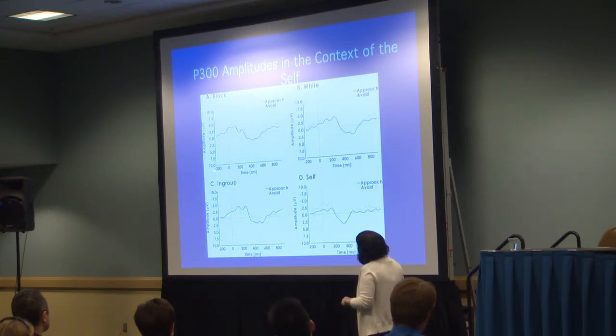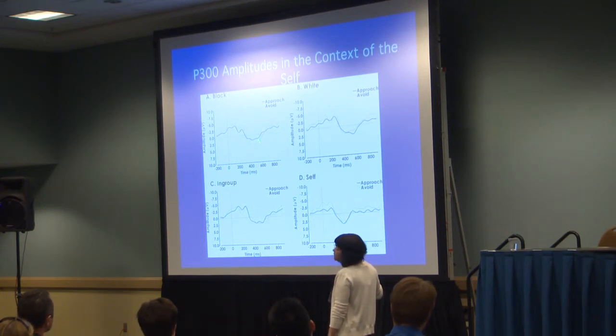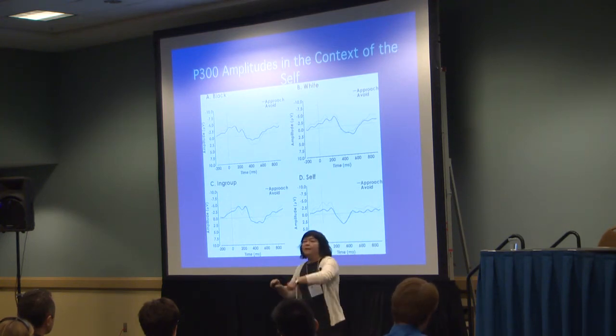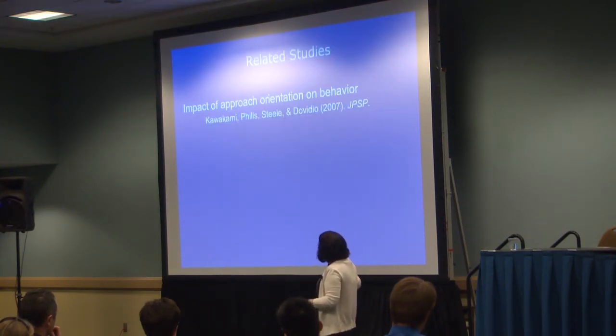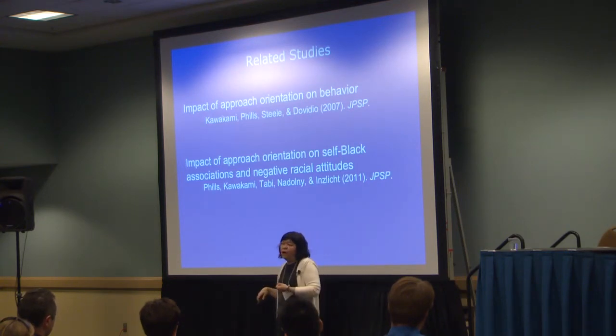So for the P300, larger scores are lower on the y-axis. And you'll see for blacks that the P300, in accordance with similar effects found by Tiffany Ito and John Cacioppo, is around 400 milliseconds. But when people are initially trained to approach blacks, you see a very large P300. With training in avoiding blacks, that's much reduced. You'll see for white participants, no difference in the approach and avoid training conditions, the same for black conditions. So these studies suggest that approach training can actually reduce the extent to which you see blacks as being distinct from the self. In related studies, we found approach orientations can reduce behavior, and it can also reduce self-black associations and negative racial attitudes.